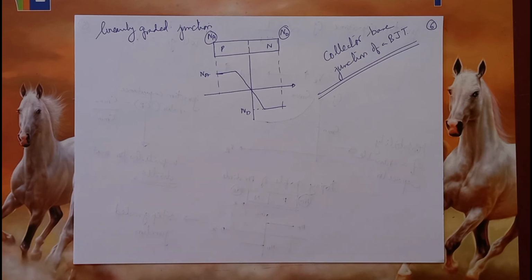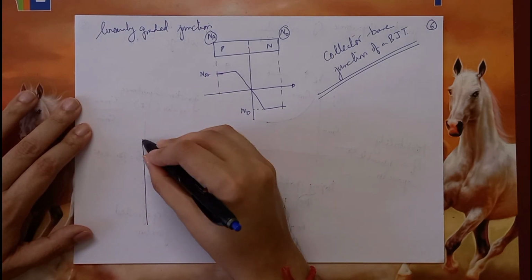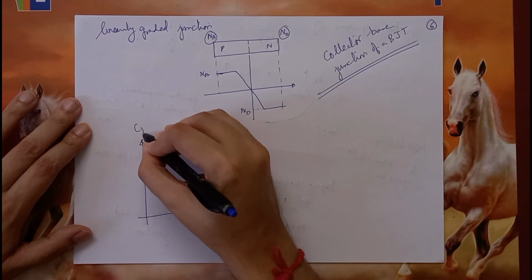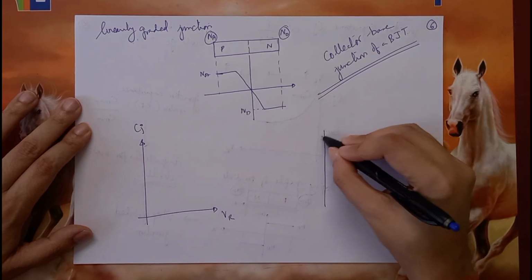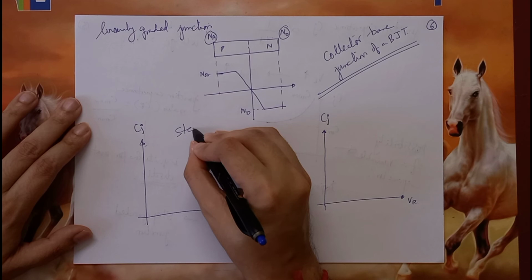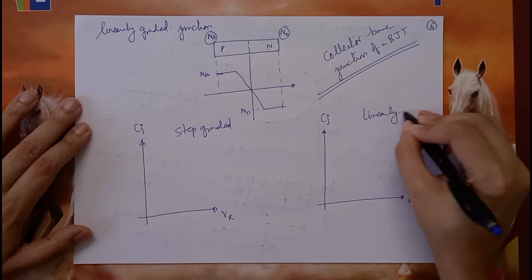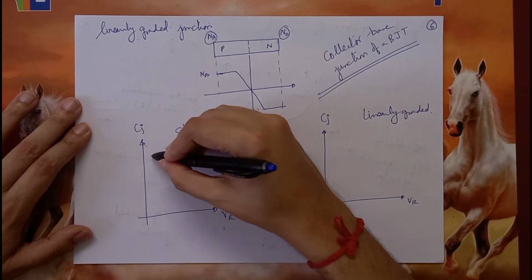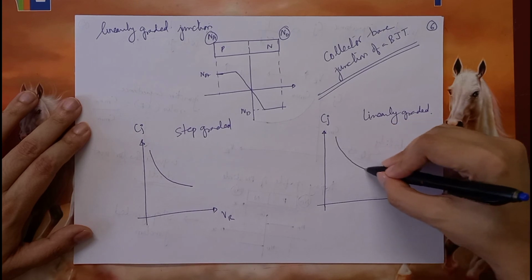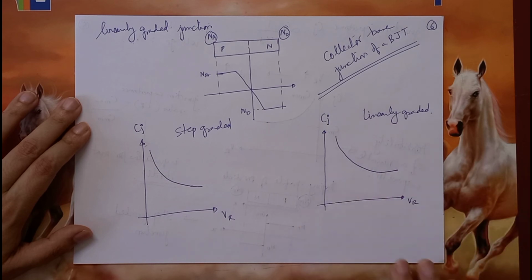Now the point is, if you were to plot Cj versus Vr in both cases, we'll call this a step graded, and this we will call linearly graded. What you will see essentially is that they both look something like this. Obviously the curves are not the same, but they look something like this.